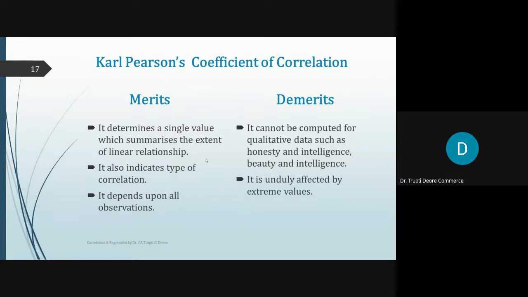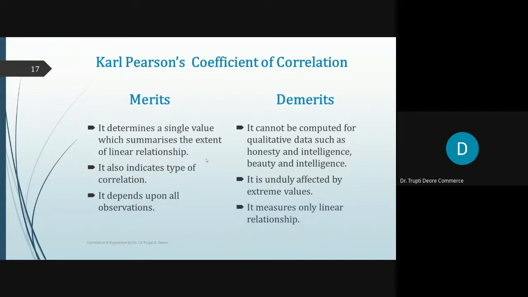And it is unduly affected by extreme values. So if there are extreme values, it means if there is a very large distance between two values in the data, then the correlation coefficient may be affected because it depends on all observations. So it covers all observations and you have to find out the deviation. If there is an extreme value, then the deviation will be more, and more deviation results in an ultimately unrealistic result. And the last one, it measures only linear relationship.